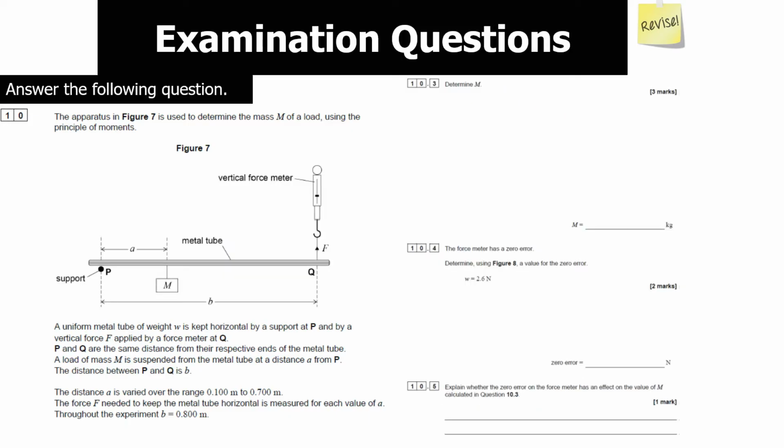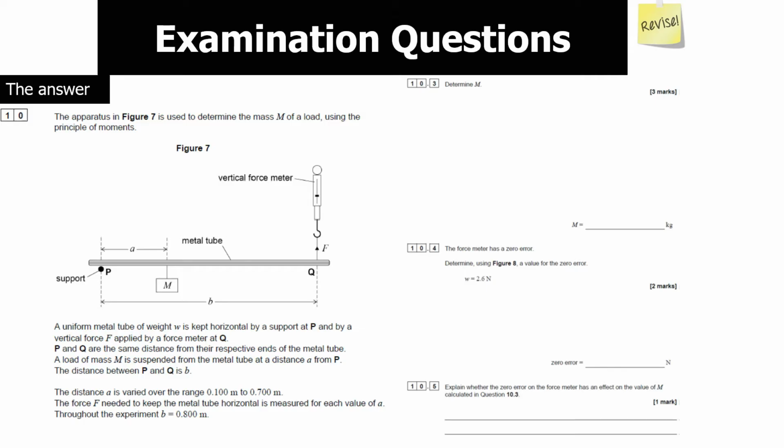Now the next question says, from this idea, determine m. So you might need to look back onto the previous screen to see that. Then the force meter has a zero error. Determine, using Figure 8, a value for the zero error when W equals 2.6 newtons, and then explain whether the zero error in the force meter has an effect on the value of m calculated in the previous question. So pause the video now, and you may need to go back to the previous screen to look at the graph, and then unpause the video when you want to go through your answer.